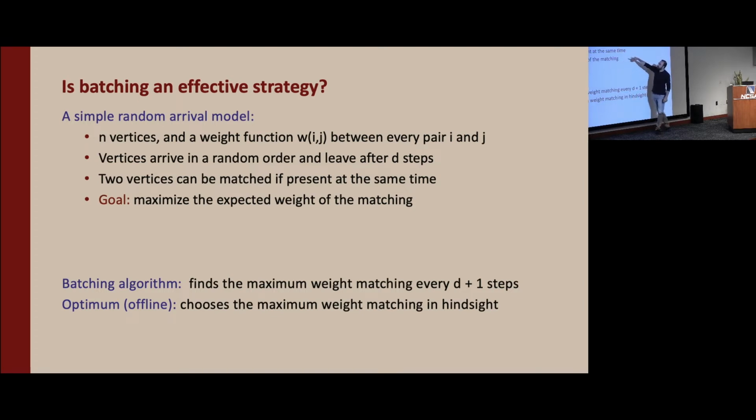Now, two vertices can be matched if they're present at the same time. So think of every vertex as an interval. Two vertices can be matched if the corresponding intervals intersect. So the vertices arrive, and you can make matching decisions, and your goal is to maximize the expected weight of the matching, or the total weight of the matching, at the end of your algorithm.